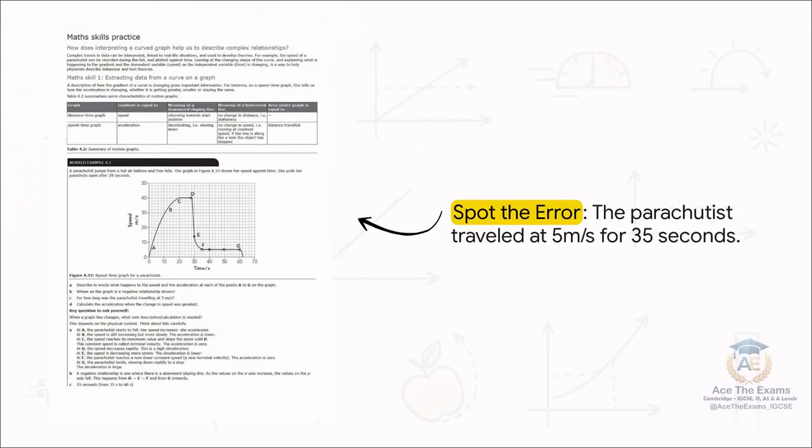You're doing great, but the stakes are getting even higher now. Let's tackle question C from the exam paper. Spot the error in this student's claim. The parachutist traveled at 5 meters per second for 35 seconds. Think about the horizontal line indicating 5 meters per second. If you just glance at where that flat line begins and ends, you might fall for one of the absolute most common axis reading traps in the entire syllabus.